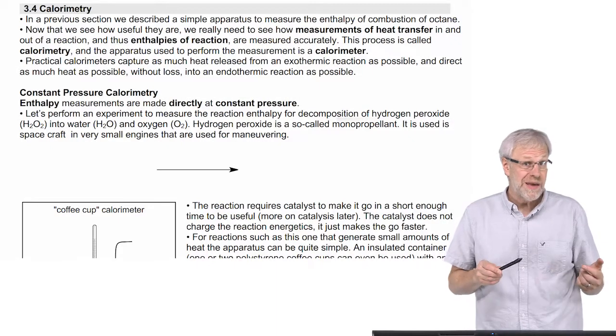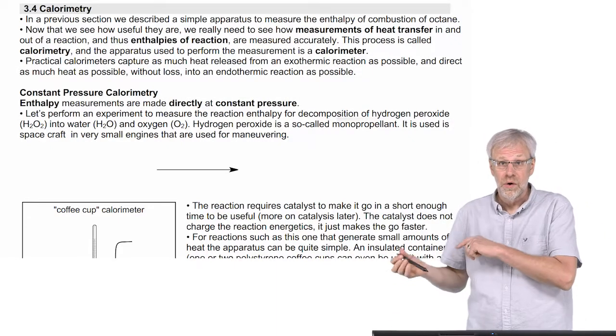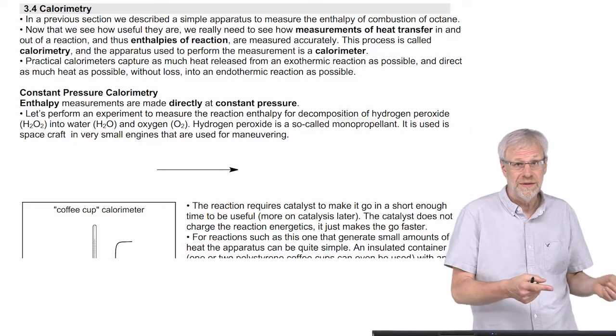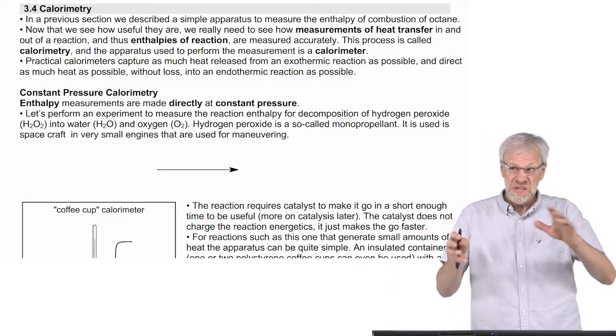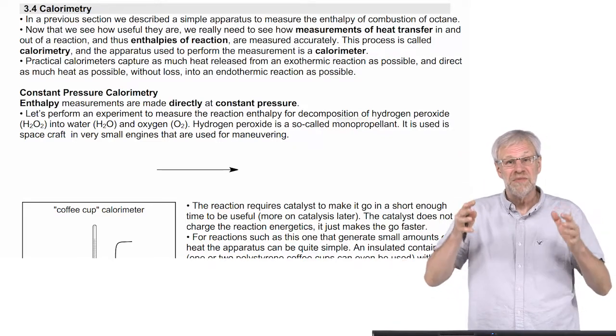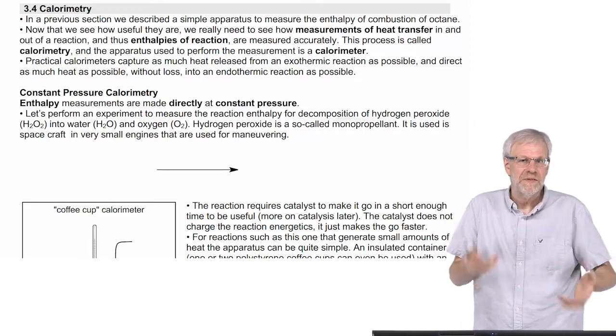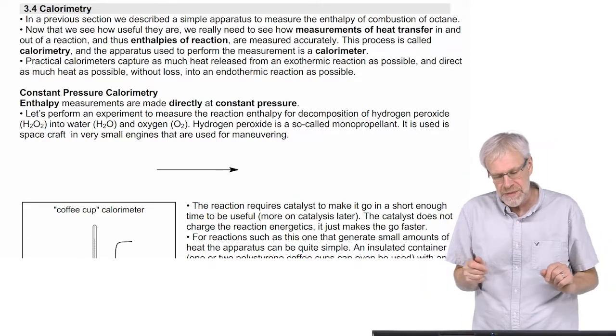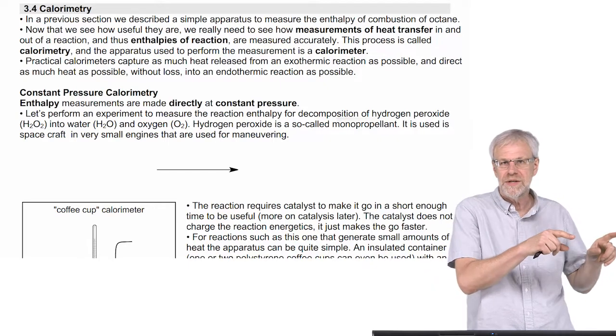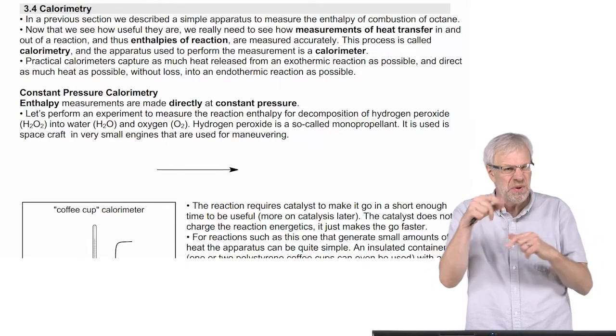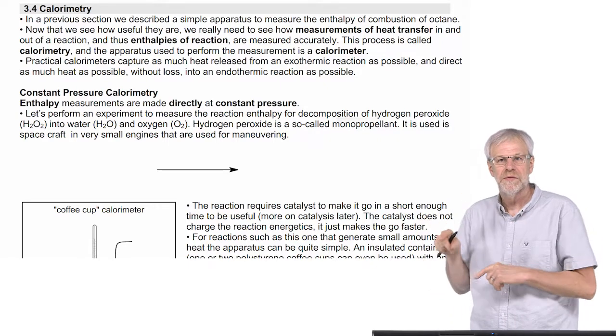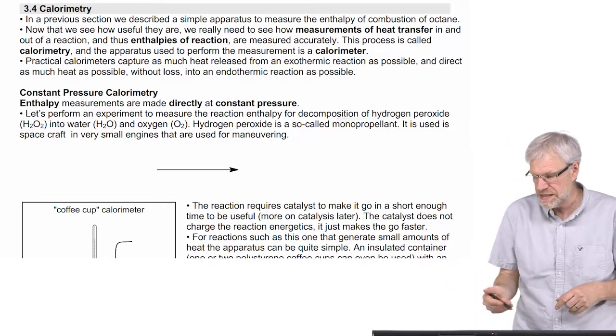So measuring heat which comes out of a reaction, or the heat energy we have to put into a reaction, is not only a kind of interesting, useful thing, it connects to something very fundamental, right? The energies of electrons in bonds. So it's really useful. In a previous section of the course, we described a very simple apparatus for measuring the enthalpy of a combustion reaction. In fact, specifically the example of octane.